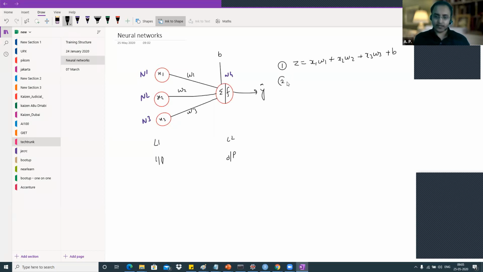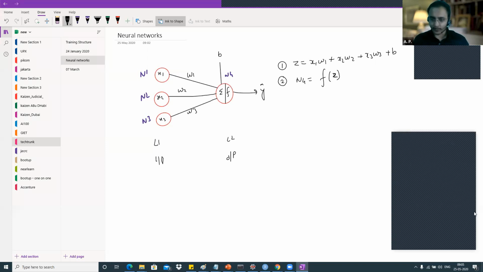Whereas the second step is that the output of neuron N4 can be thought of as some activation function F applied on the weighted sum. That's how a neural network works out. That's an idea about it, everyone. Let me know if you're good. Any question that you have? So let me take a few questions.